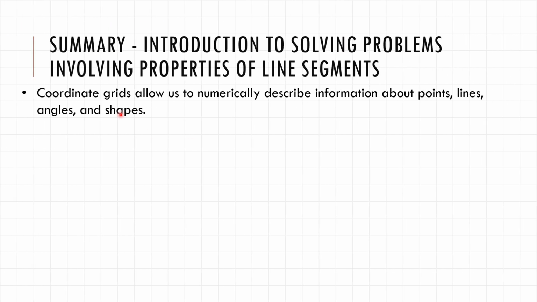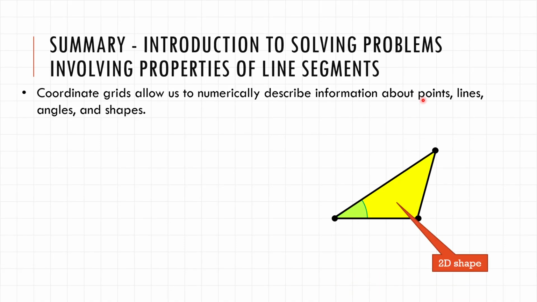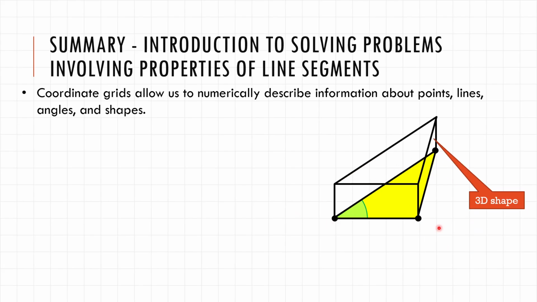So coordinate grids are actually super useful for us to numerically, in other words, use numbers to describe information about points, about lines, about angles, and even about shapes. And we can even extend this idea not just on a flat surface, but we can even extend it to three-dimensional shapes. And we'll get to that in our more advanced mathematical discussions.